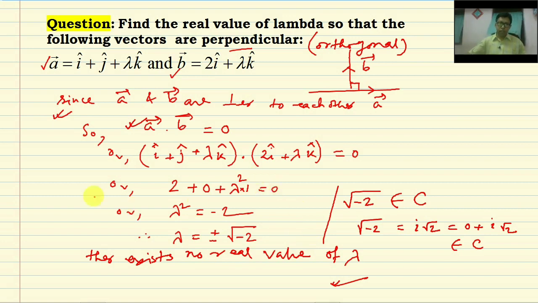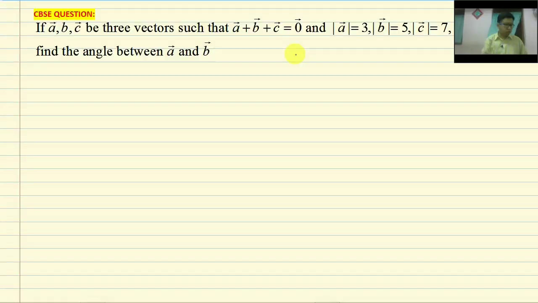So in the next example, it's a CBSE question. If A vector, B vector, C vector are three vectors such that the sum of the vectors is equal to 0 vector, and the modulus of A is equal to 3, modulus of B vector is equal to 5, modulus of C vector is equal to 7, find the angle between the A vector and B vector. So let us consider that theta be the angle between these two vectors A and B.